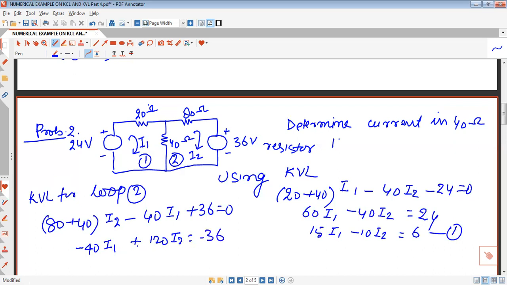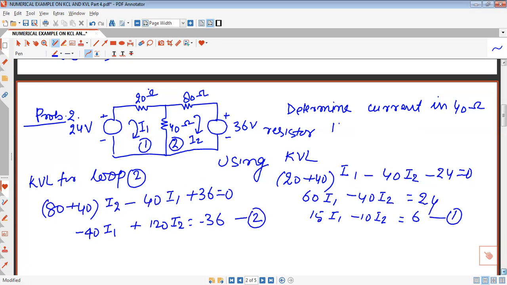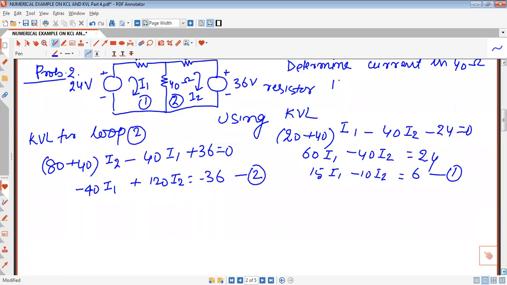We can take 4 common from here also, and there are two equations and two unknowns. We have two equations and two unknowns, so we can solve for I1 and I2 and get their values. I am leaving this for you to solve and you will get the values of I1 and I2. So this is another example of KVL. Now we are just taking 4 common and coming like this.